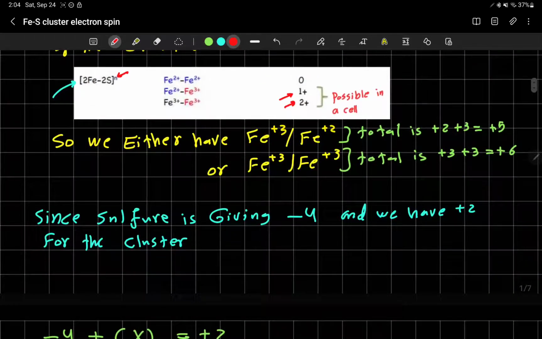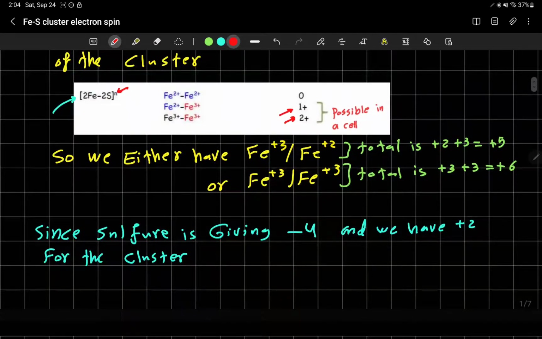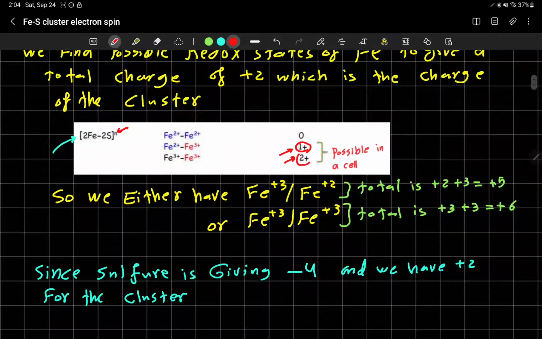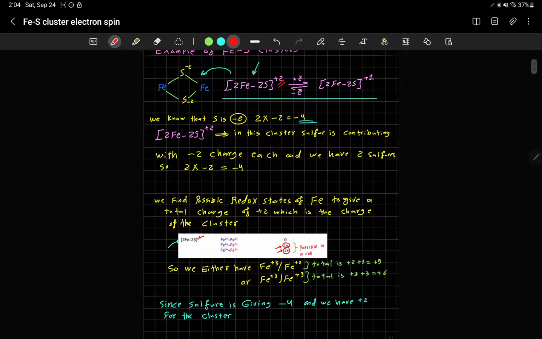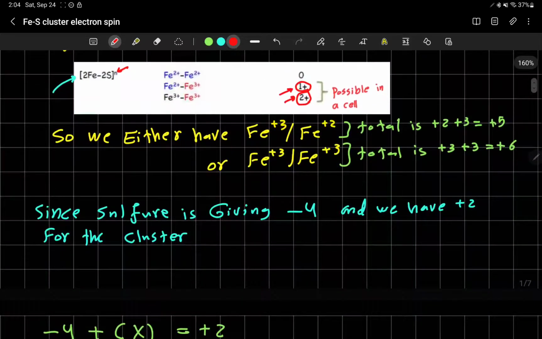Continuing, we have to see which possibilities give a total charge of +1 or a total charge of +2. Here we have +2. So let's continue. We either have the iron in the +3 or the +2 state. The total charge of this couple right here could be +5, and the total charge of this couple right here could be +6. So we have 3+ and 3+ here.